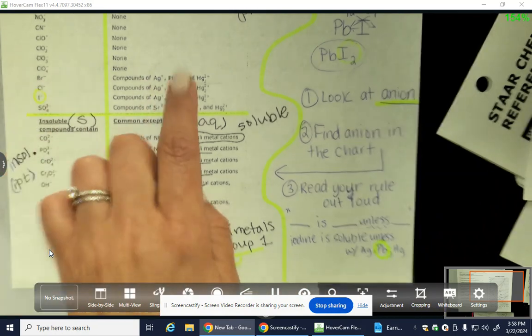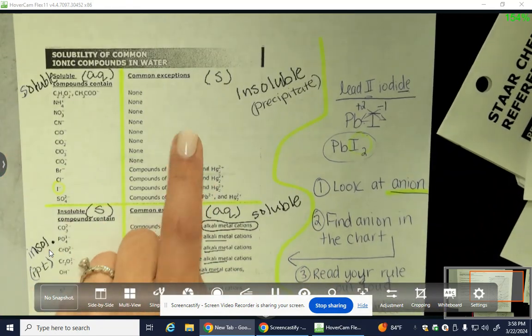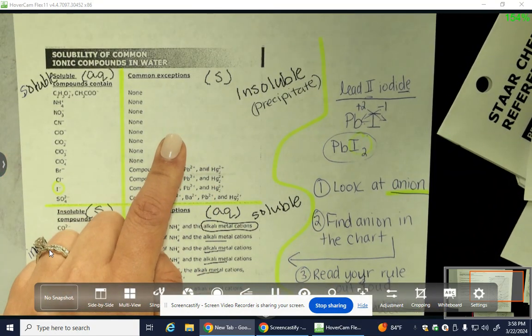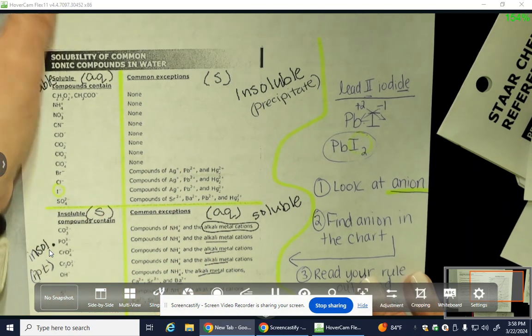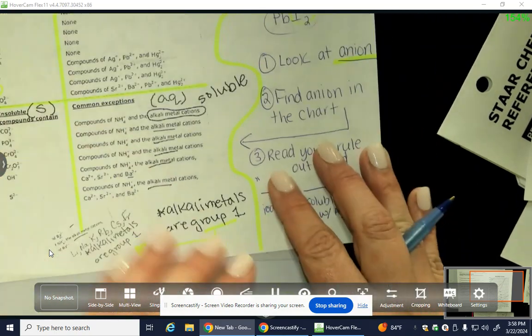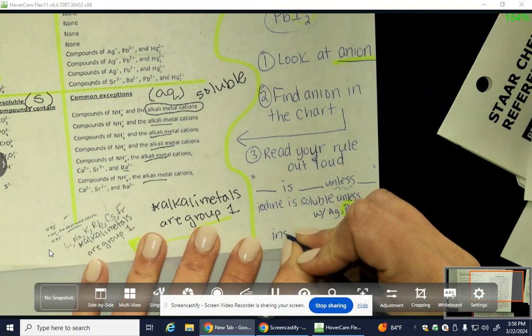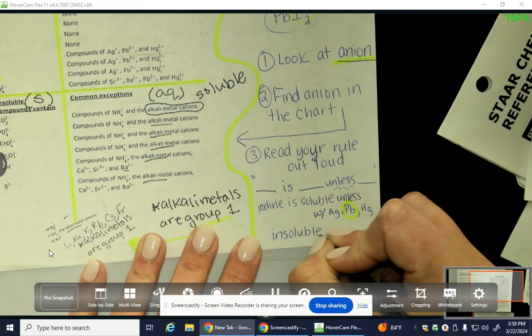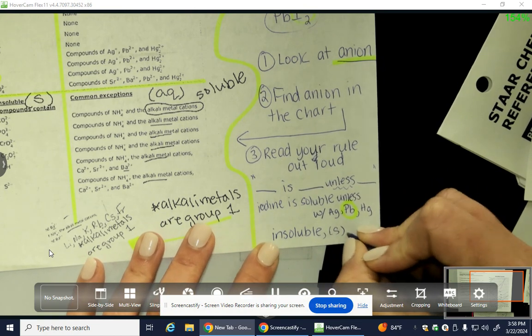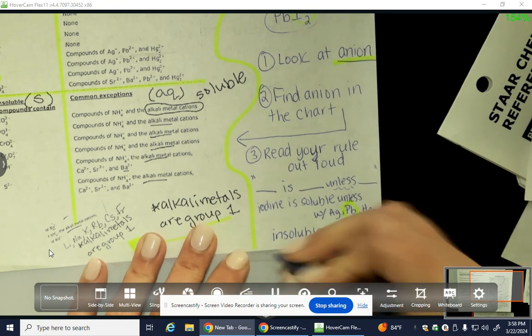So that means we now end in this quadrant. So what is it? Insoluble. And that's your final decision. That's the answer. So this one is going to be insoluble, or solid, or precipitate.